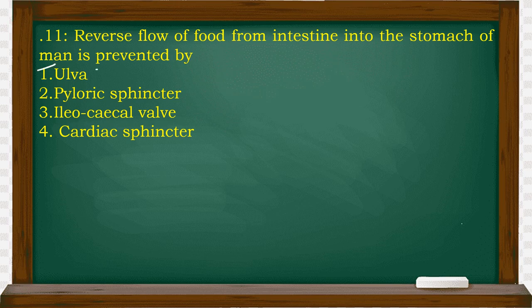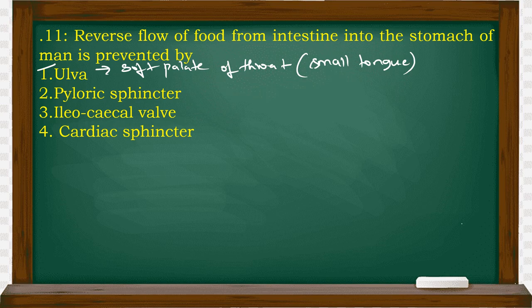vulva is nothing but a soft pellet of the throat. Sometimes it is wrongly called the small tongue. When you stretch your mouth, above the tongue region, you can find a small flap-like structure which is soft in nature, that is attached to the throat region of the human being or any mammal. That is nothing but the vulva. Whereas the second option, pyloric sphincter, let's come to this option a little later.